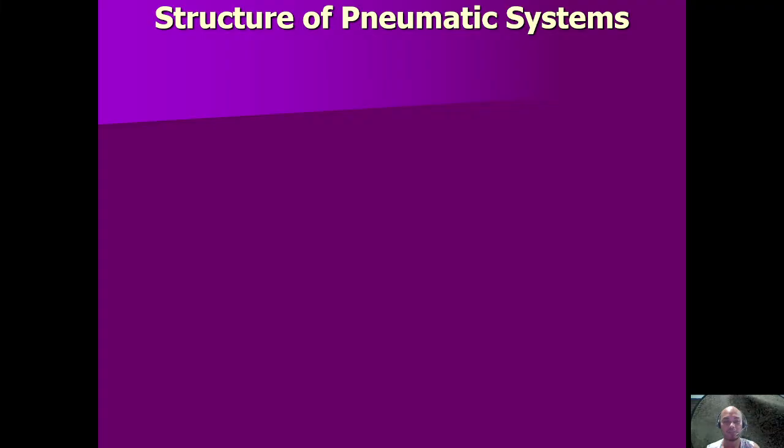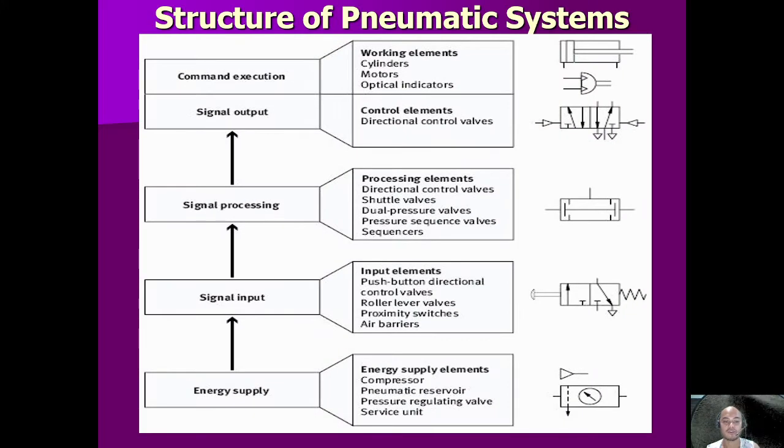Okay, so let's talk about the structure of pneumatic systems. A pneumatic system has, first, from the bottom, the energy supply, using a compressor, pneumatic reservoir, pressure regulating valve, and service unit. And then after that, the energy will be transferred through a signal input like the directional valves, control valves, roller lever valves, proximity switches, air barriers.